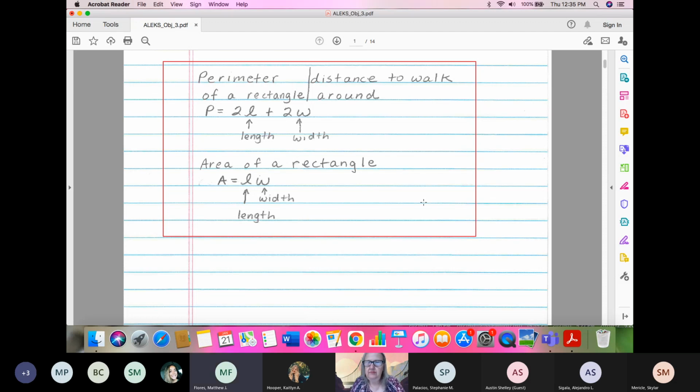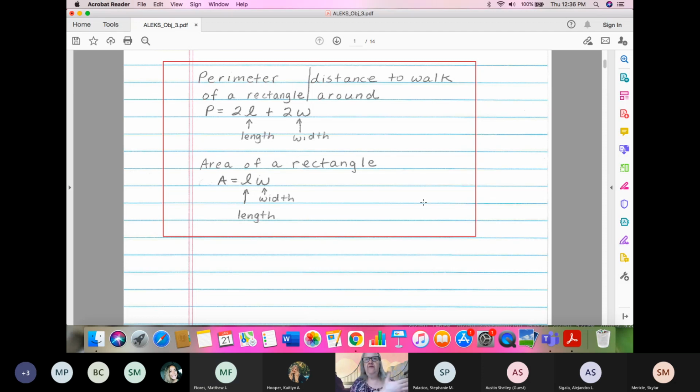Do we have to FOIL every time there's parentheses, if there are two terms in each? The only time you can FOIL is if you have two terms times two terms. Okay. Thank you. You're welcome.